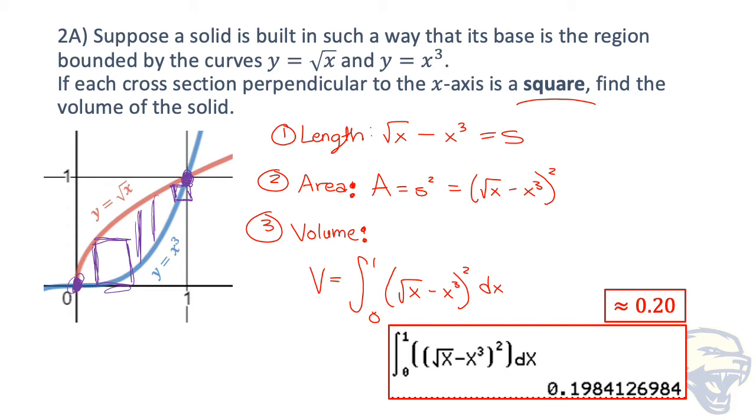Okay, so that was squares. We are going to look at the same region with the root x and the x cubed with our other two cross sections as well.